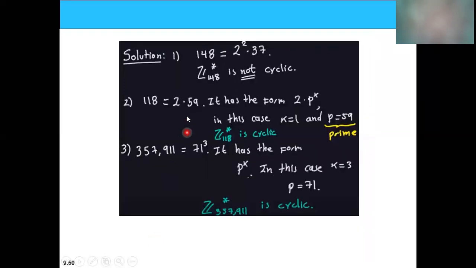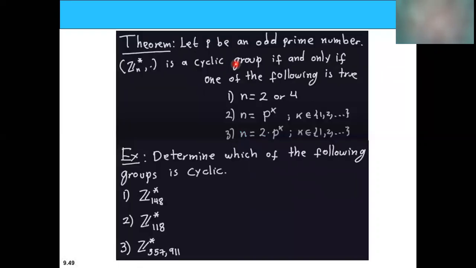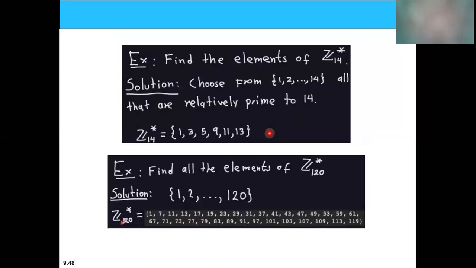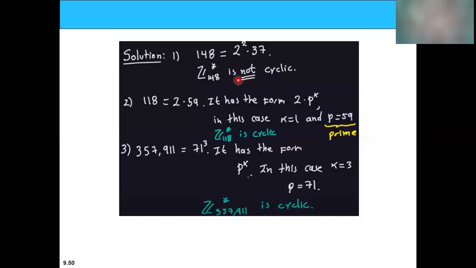In that case, 128 can be written as 2 to the power 7. It is not cyclic, because n is 128, which is not of this form. It is not 2 or 4, it is not some power of an odd prime, and it is not 2 times a power of a prime. So therefore, this is not cyclic.